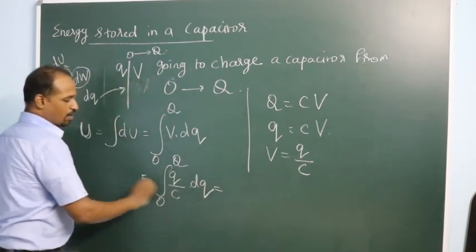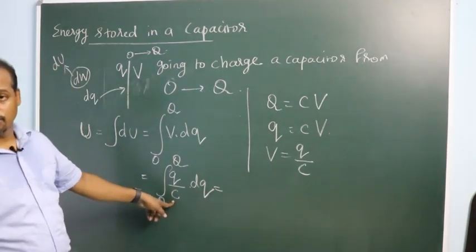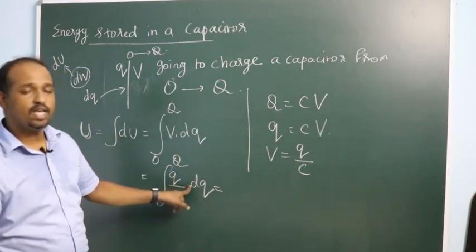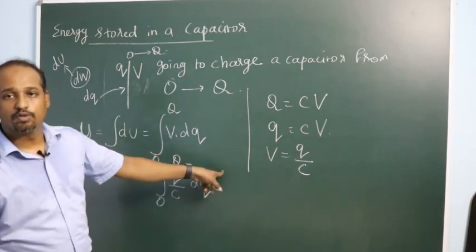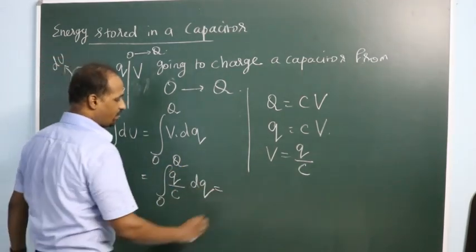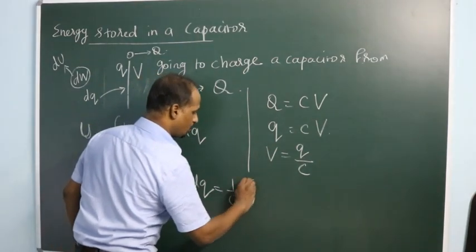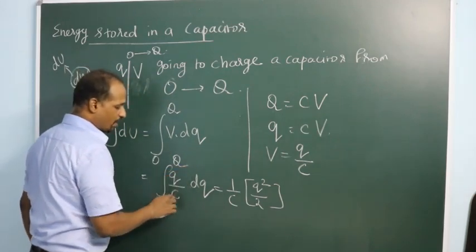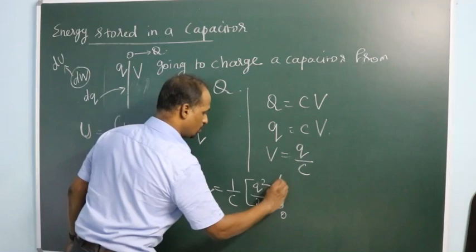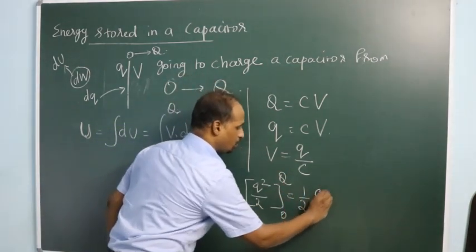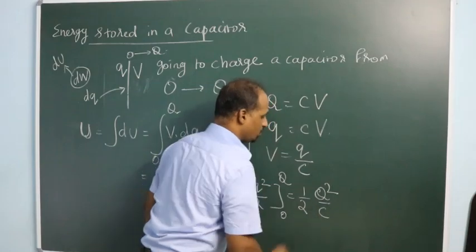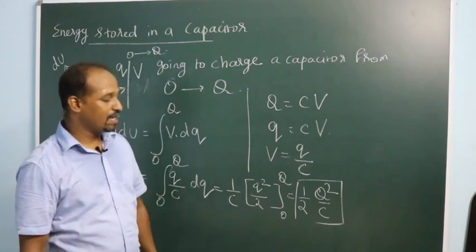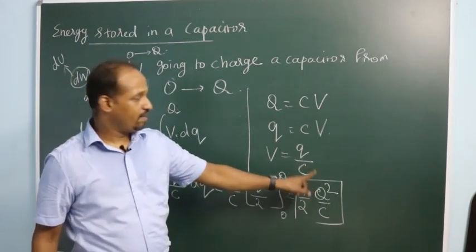Here 1 by C is constant, because the capacitance of a capacitor is constant. So we have the integral of q dq, and just like x dx is x square by 2, q dq will be q square by 2, with upper limit and lower limit: Q square by 2 minus 0. The integration of q dq is q to the power 1 plus 1 by 1 plus 1. So we get 1 by C into Q square by 2, which is half Q square by C, or Q square by 2C. But Q is equal to CV.